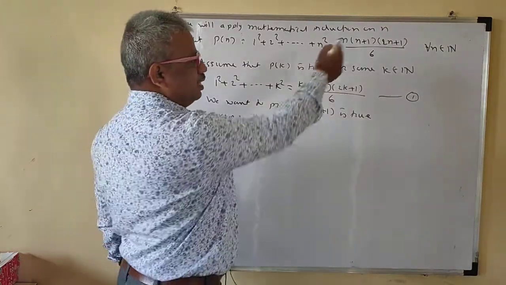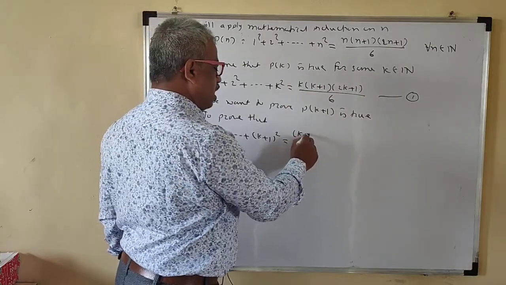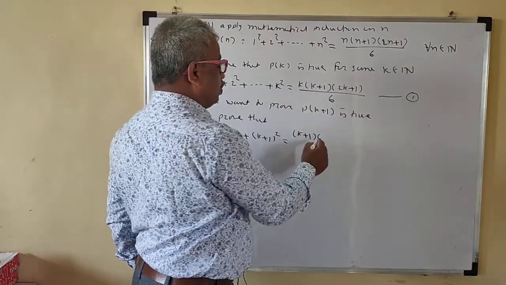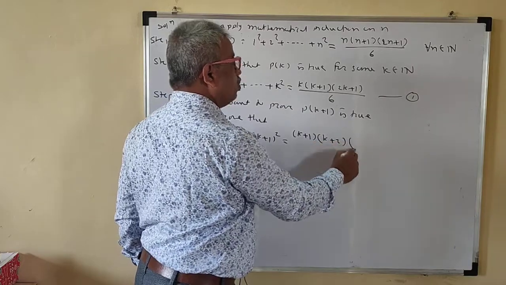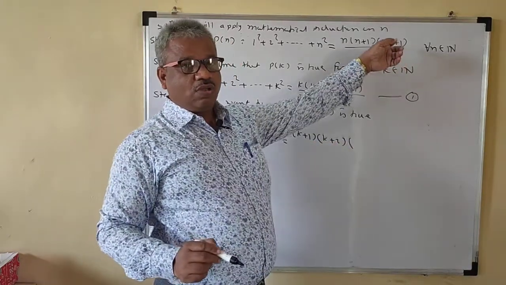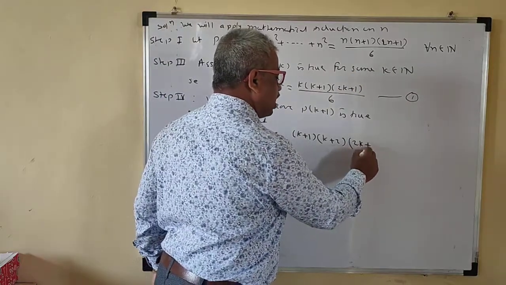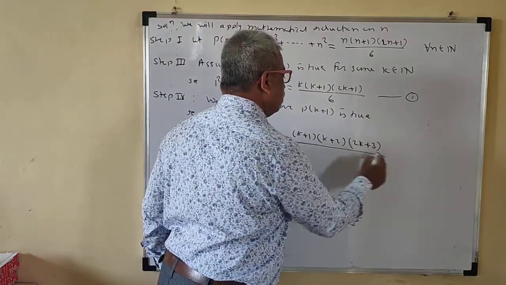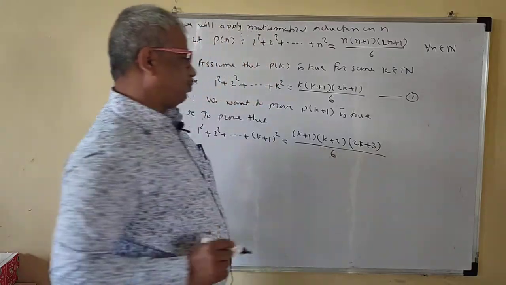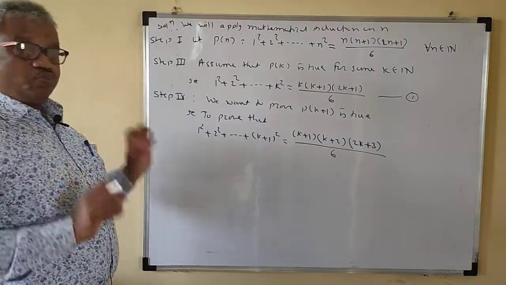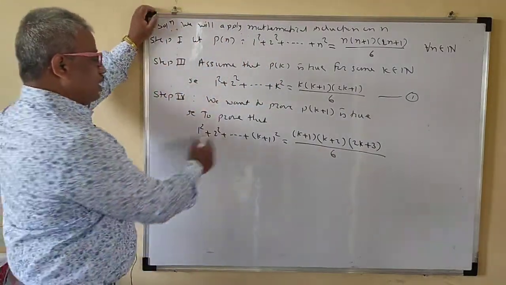Replace n as k plus 1. So this is what? k plus 1. n is equal to k plus 1, this is then k plus 2. Then n is equal to k plus 1, so twice k plus 2. That means this is twice k plus 3 will be there then, upon 6. This we want to prove. Okay, so we'll take the LHS.